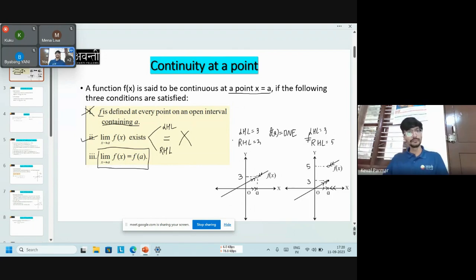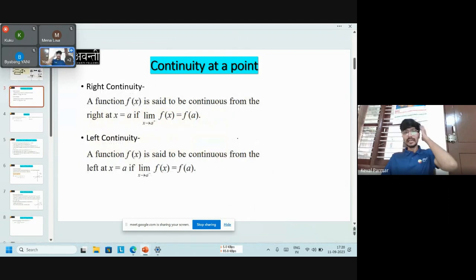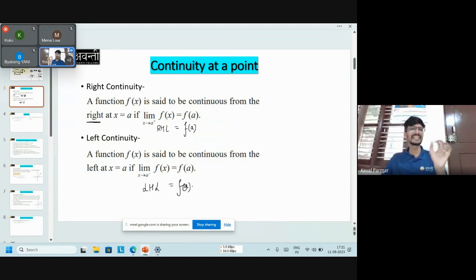So let's move forward and see right continuity and left continuity. As we know, we have right hand limit and left hand limit. Similarly, we have right continuity and left continuity. It is very simple. A function is said to be right continuous at x equals a if the right hand limit is equal to the functional value. And similarly, the function is said to be left continuous if the left hand limit is equal to the functional value. As simple as that.